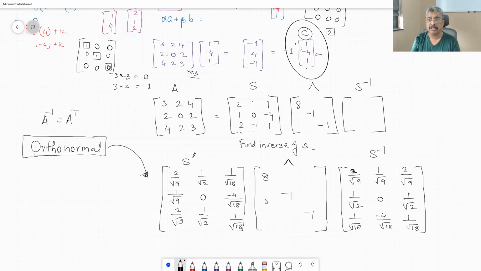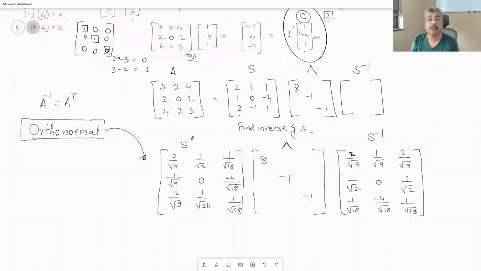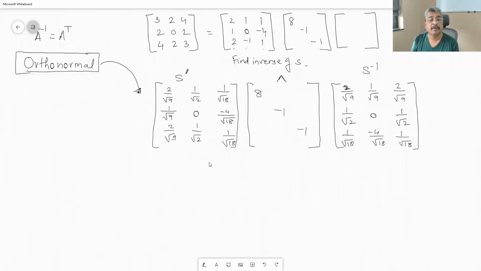I think the story gets completed here, and orthonormal is also going to be useful to us. We will solve one application tomorrow. I don't think that we will be able to complete it today. Okay, up to this point we are done.